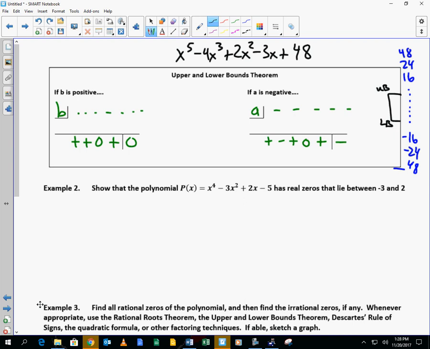Well, the upper and lower bound theorems say this. If b is positive and you divide it into the polynomial and you come up with all non-negative results, and 0 is non-negative, okay, then b is an upper bound.